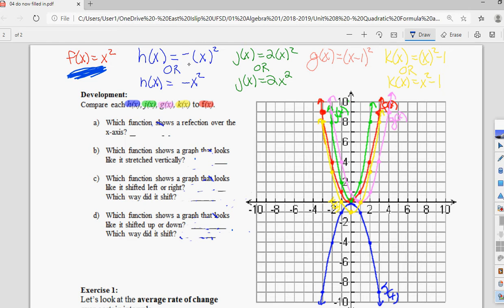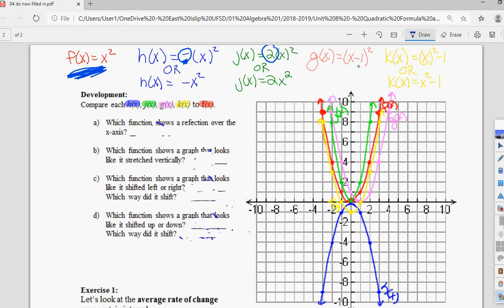So h of x, the width didn't change, but it opens downward because of that negative there. j of x changed width because it was multiplied by 2. It actually became more narrow. Remember, if the number that you multiply by is greater than 1, it becomes more narrow. If it's between 0 and 1, it becomes wider.